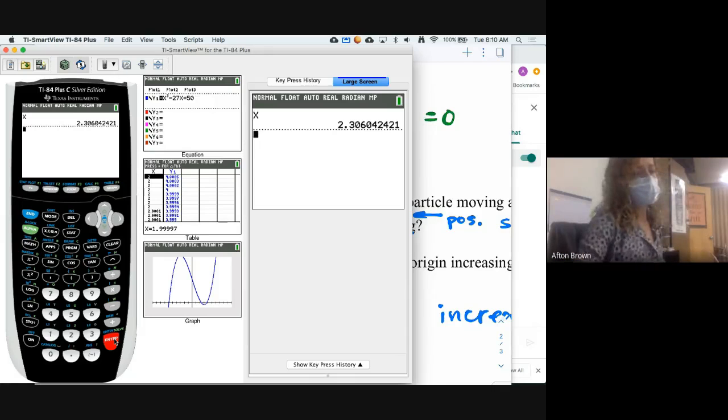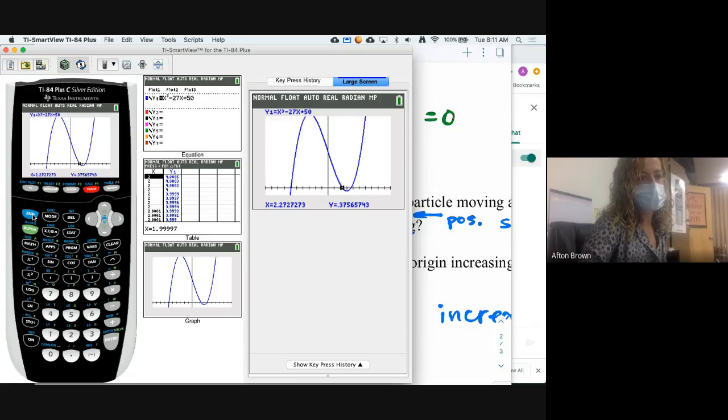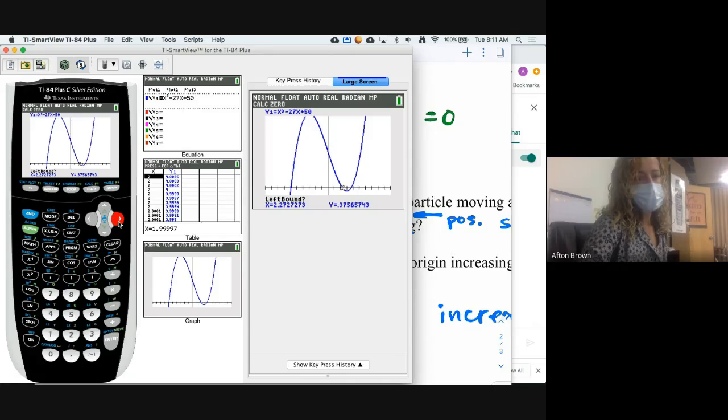I want to store this as A. The store button is right above the on key, so I'm going to hit store and then alpha A. So now it's stored as A. I would redo that whole process for the next 0, and then I'm going to store it as B. So I'll show you one more time. I would go second calc. I want to calculate the 0, so I choose option 2. I go left bound, so left of just 1 0, just the far right one, and then go just past it.